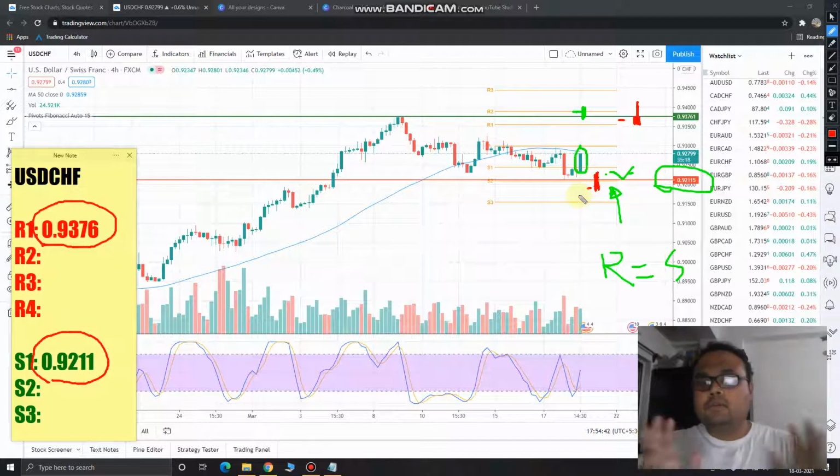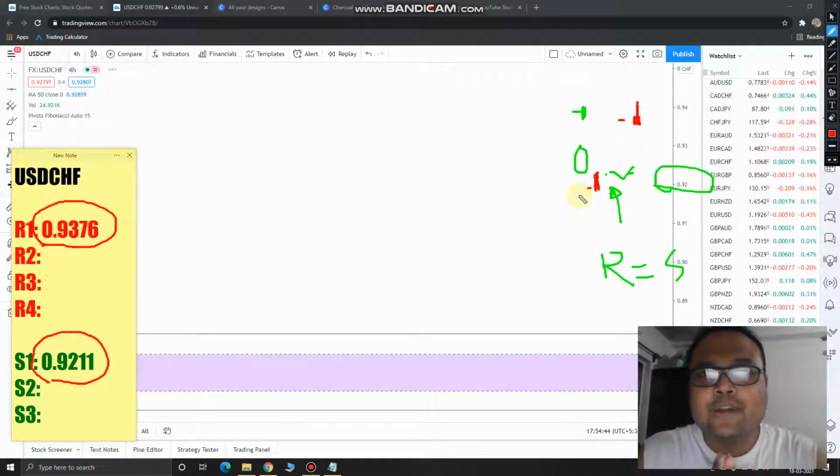So this is the analysis for US dollar Swiss franc for 18th March.